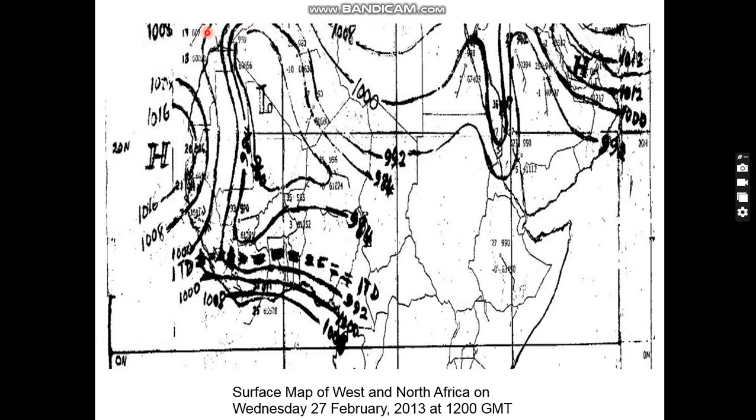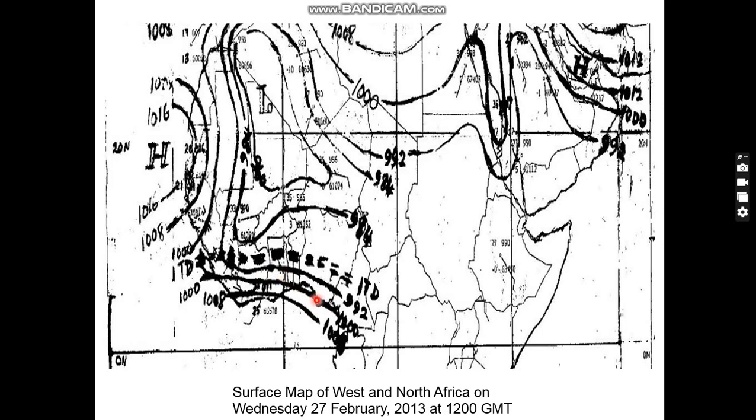This is 1000 again, passes through here, down, and of course here is less than 1000, and here is more than 1000. So 1000 now ends here. All right. There's another 1000 to be drawn south of the ITD, because the pressure value here is 1011. So we draw the 1000 hectopascal, and that's it.